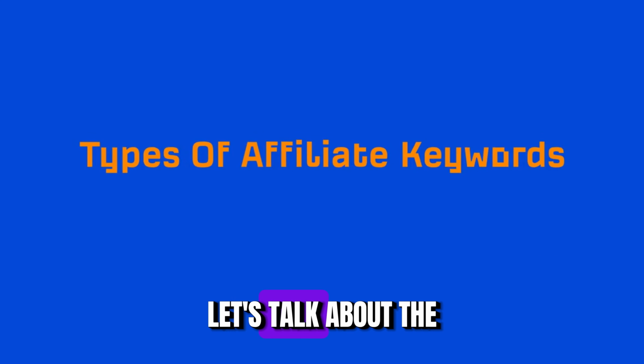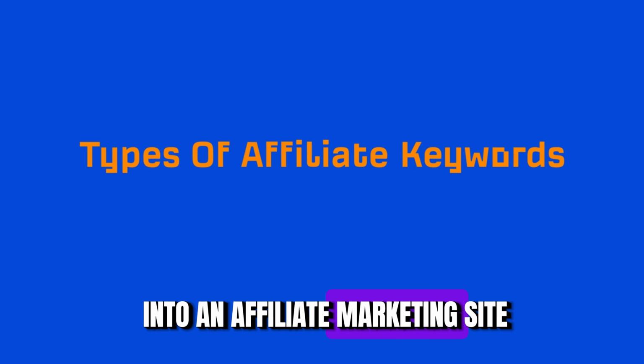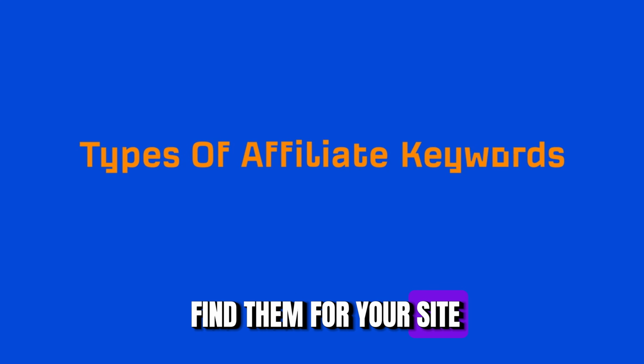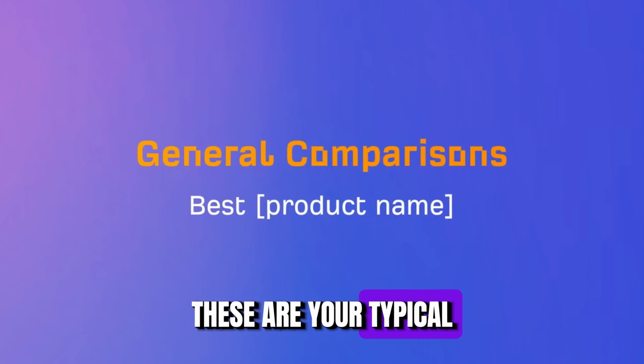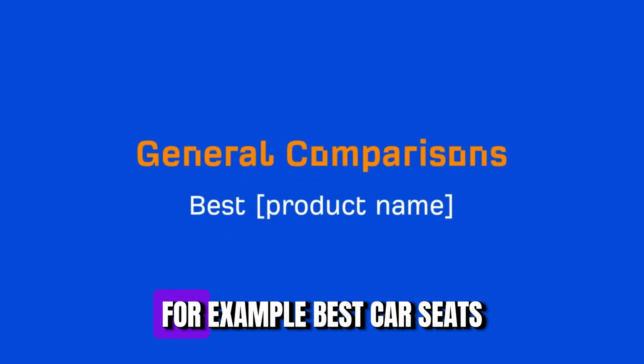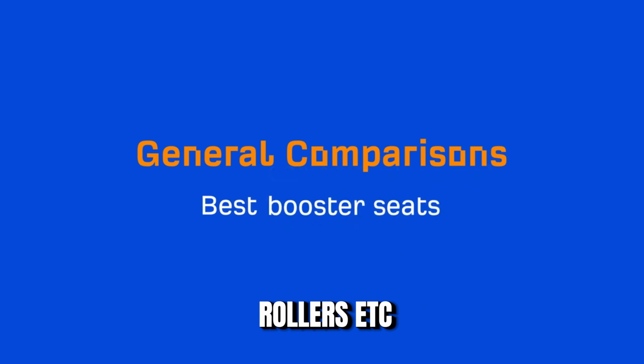Alright, so let's talk about the 4 different types of affiliate keywords, how they fit into an affiliate marketing site, and how you can find them for your site. The first type of keywords are general comparisons. These are your typical best product name keywords. For example, best car seats, best booster seats, best strollers, etc.